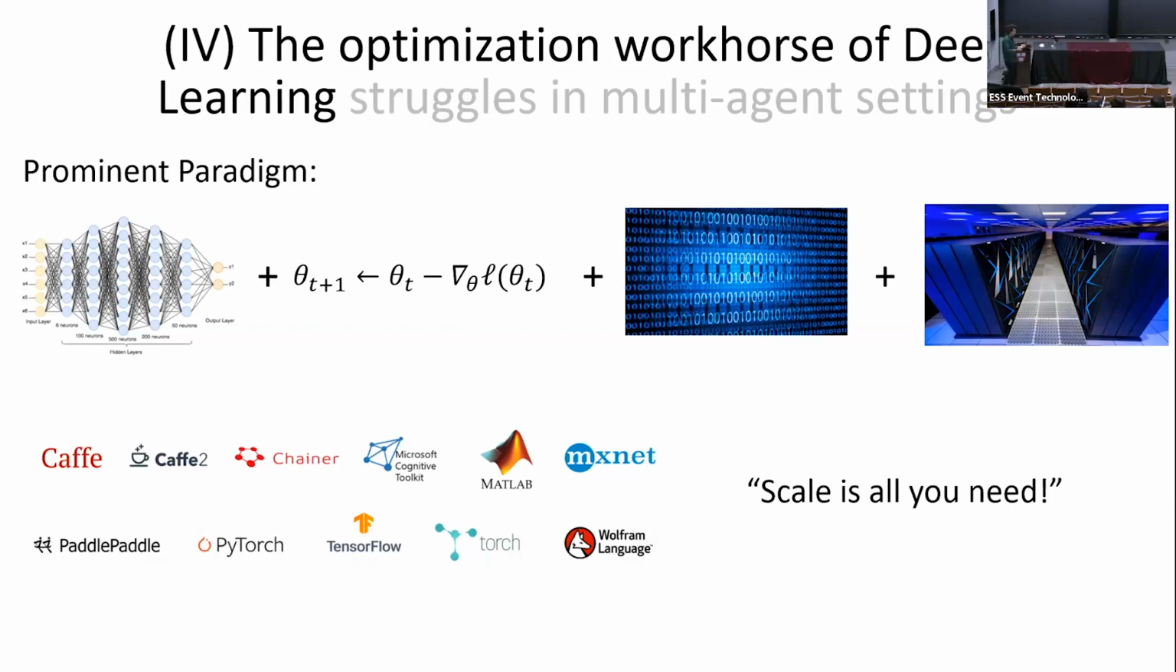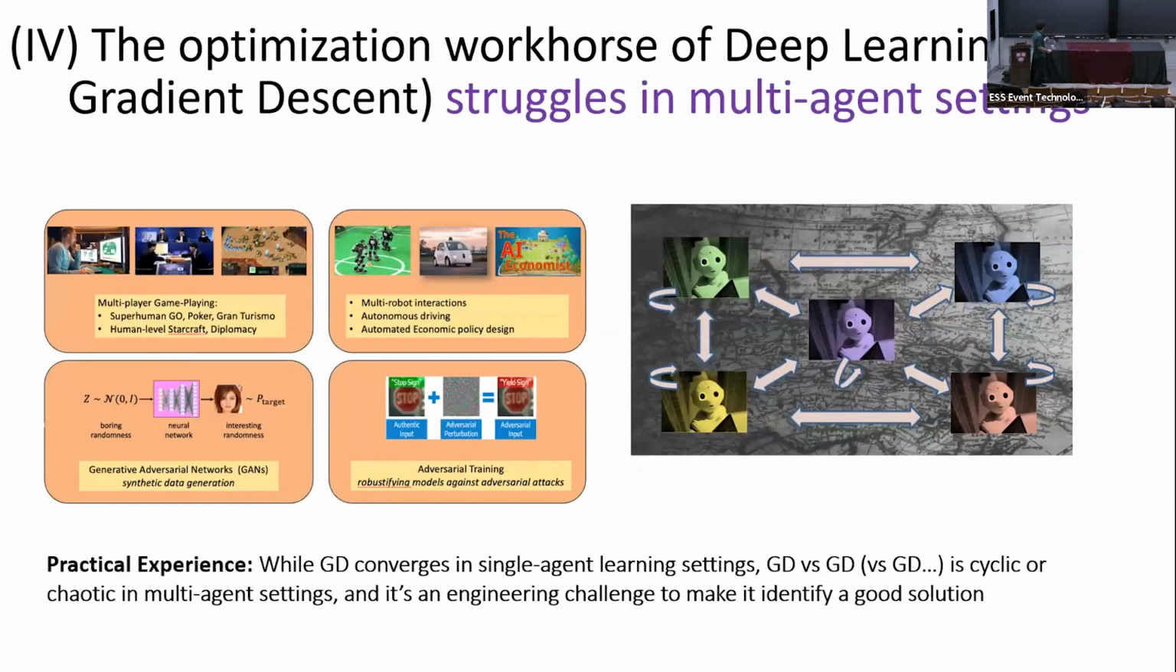It has been so successful that there is some hubris out there, and this slogan is an example of that: you don't need to understand a domain. Scale is all you need. If you make your neural net have 1 trillion parameters, eventually it will figure things out. This slogan is very common, but it's very misleading because scale is definitely not all you need. And it's easy to break this by considering multi-agent settings.